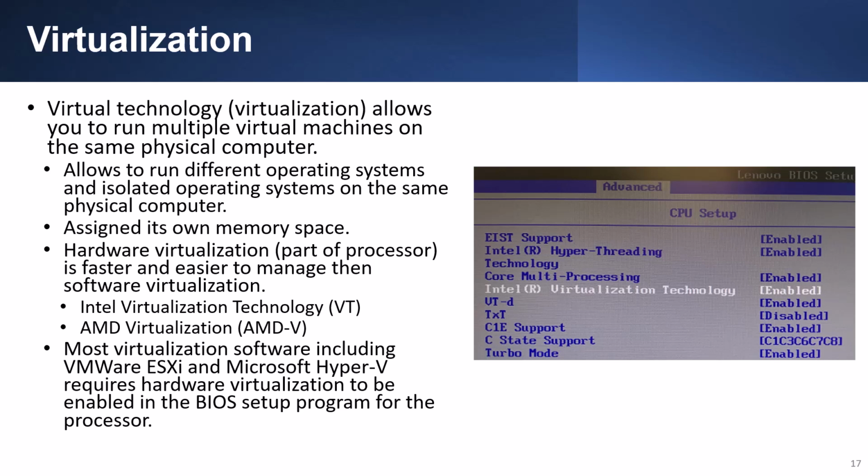Most virtualization software, including VMware ESXi and Microsoft Hyper-V, requires hardware virtualization, which is enabled in the BIOS setup program. If you have virtualization software and you try to create and run a virtual machine, and the virtualization software does not allow you to, you should verify that the virtualization is enabled in the BIOS setup program.